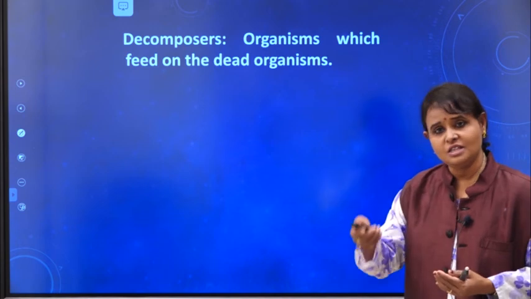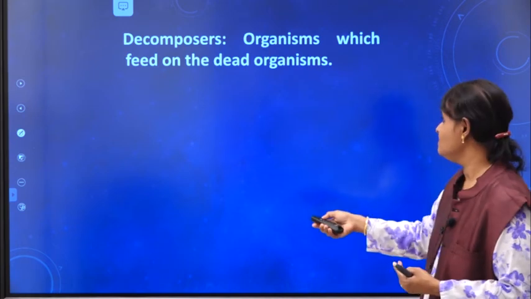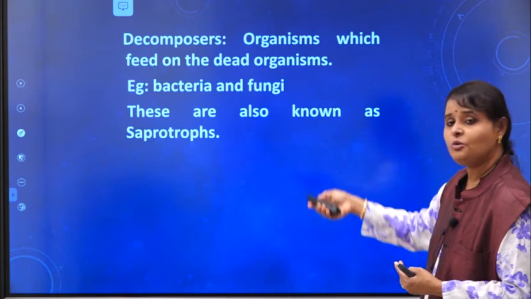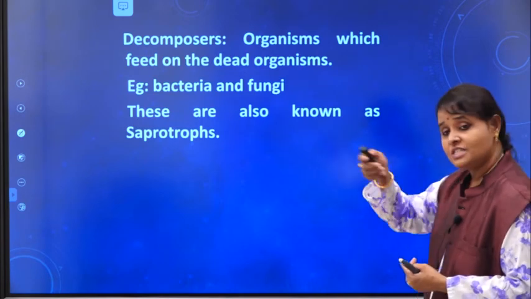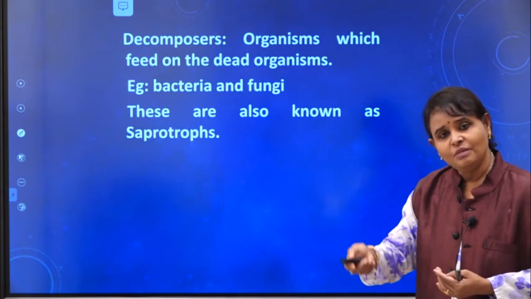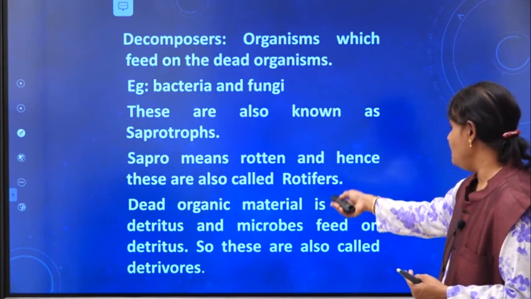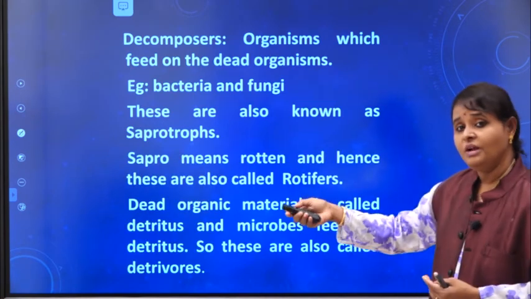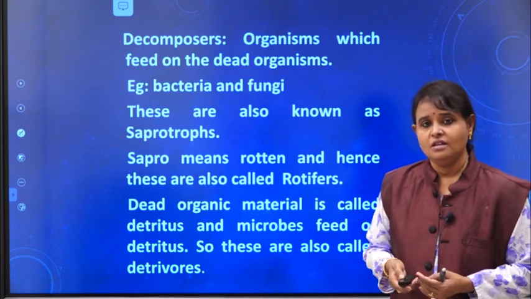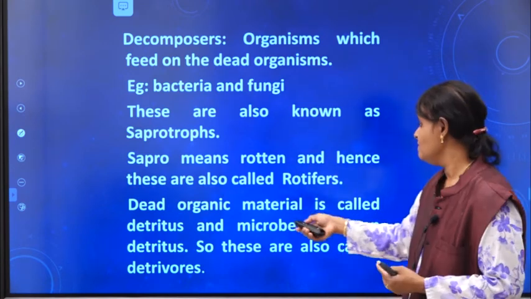Decomposers I already explained. Bacteria. What is their role, even that I explained. Saprotrophs I told you. What is sapro? Rotten. Troph, feed. Which feed on rotten materials. See, I told you very clearly. Dead organic material is called detritus. Detritivores means which feed on detritus.